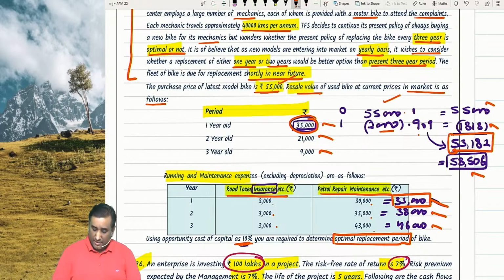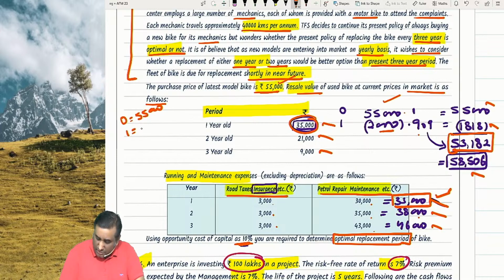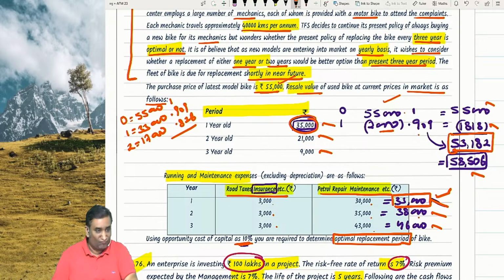Let's do the second year. Second year would be, sir, 55,000 as it is. First year cost will come 33. Second year would be 38 minus 21, how much? 17. So for the 2 year cycle, it is 55,000. First year costing will come 33,000. Second year costing will come 38 minus this, how much you said? 17,000. And this year's factor is 1, this is 0.909, this is 0.826. Total, you can tell me what comes.